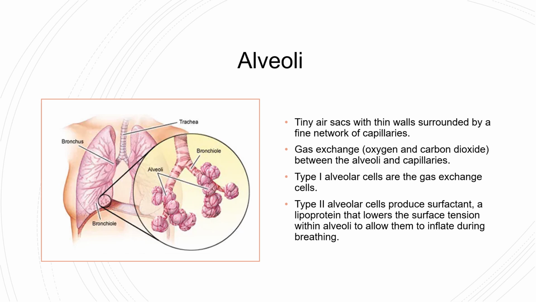There are two types of alveolar cells. We don't really need to know the specifics of those, but I'll just go over them briefly. Type 1 are the gas exchange cells. That's pretty much their job. Type 2 alveolar cells produce surfactant. This is a lipoprotein that helps those alveoli to expand when we're breathing. When we take in a breath of air, those alveoli air sacs inflate and deflate. That is the normal process, and that needs to happen effectively in order for gas exchange to occur.